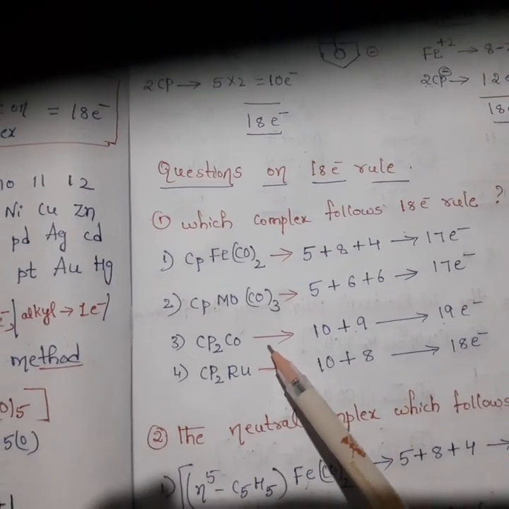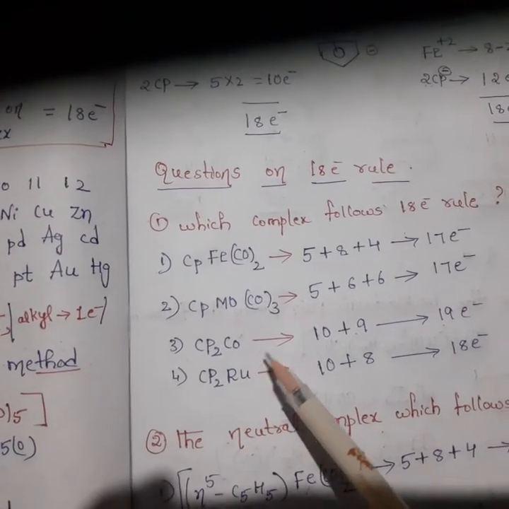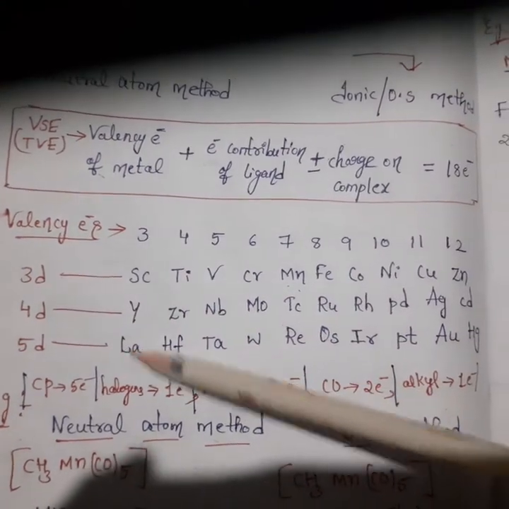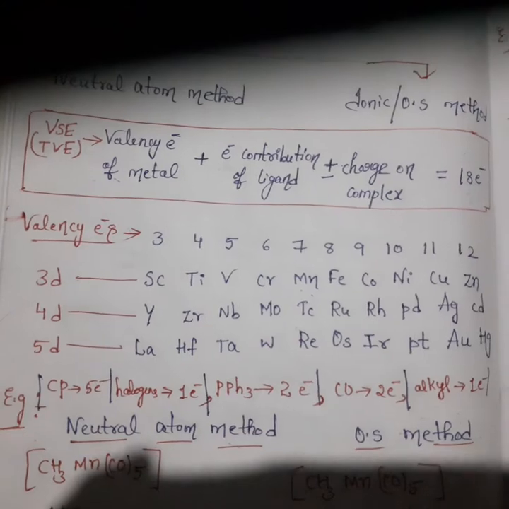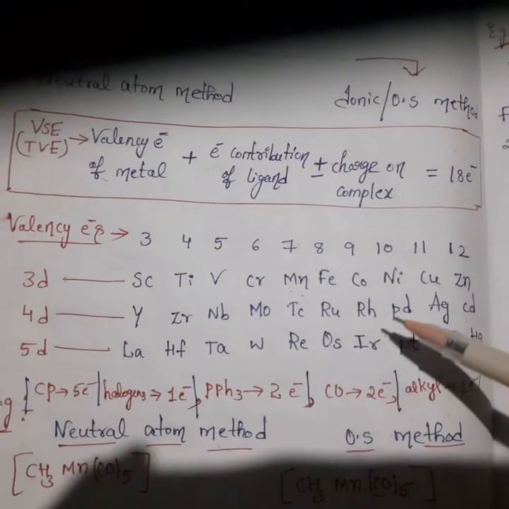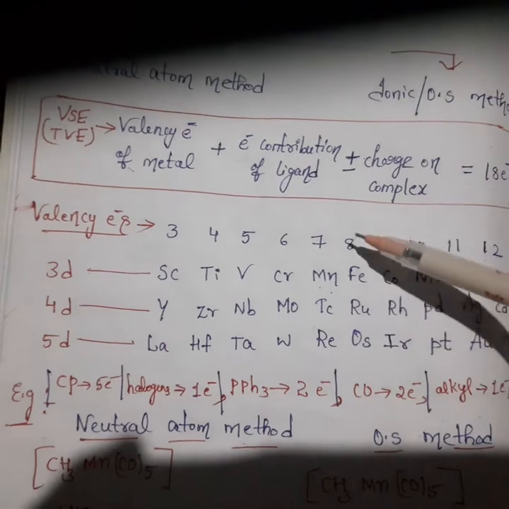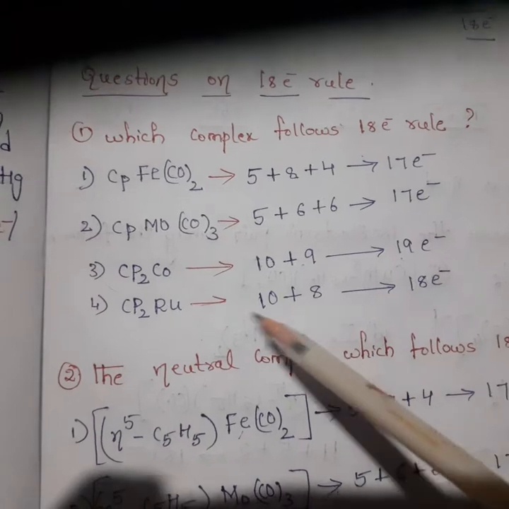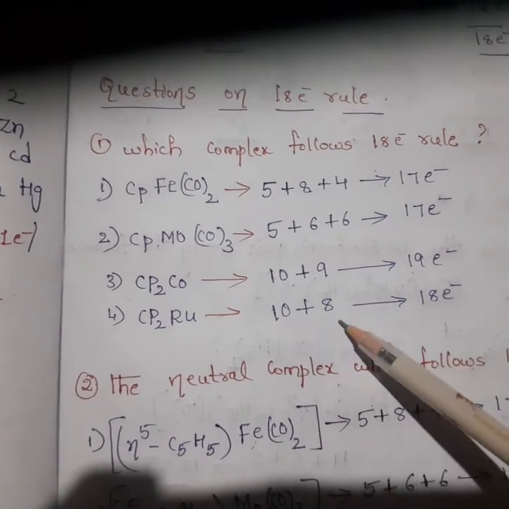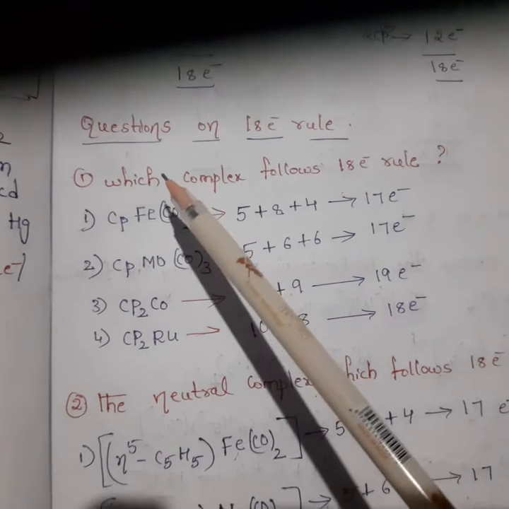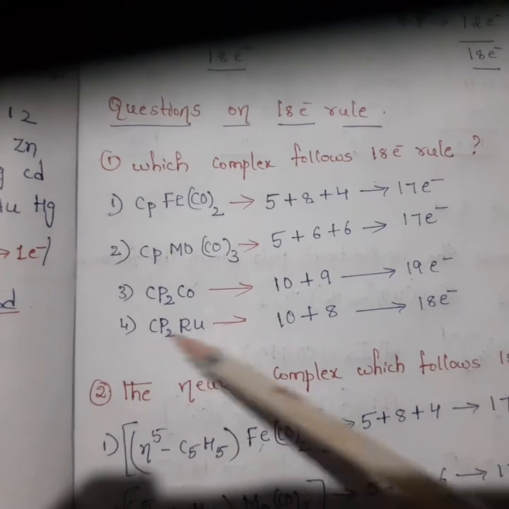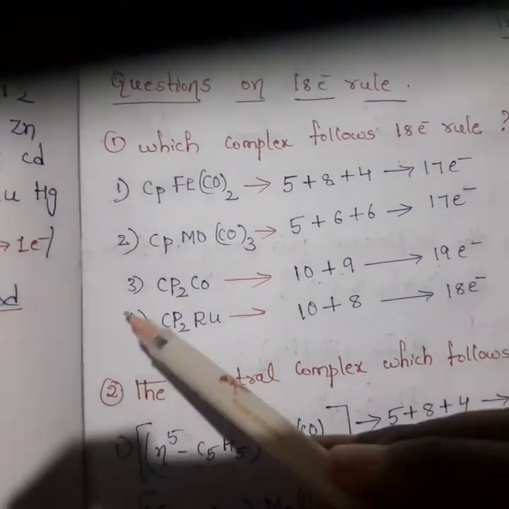And ruthenium. It is very important to remember all the elements present in the 3d series, 4d series and 5d series. Then only it is easy for us to solve this. In the question they have asked ruthenium. The number of valence electrons present in the ruthenium is 8. So 10 plus 8, 18 electrons. What is the question? Which complex follows 18 electron rule? Among the 4, only this one follows the 18 electron rule. So our answer is 4.